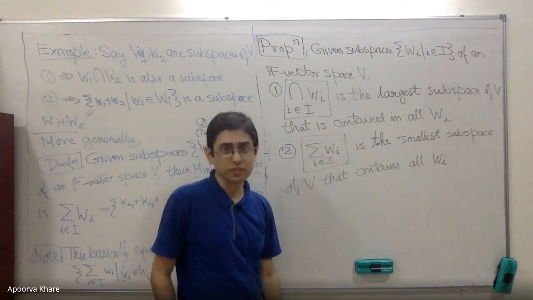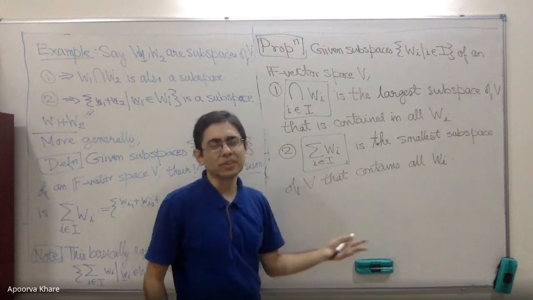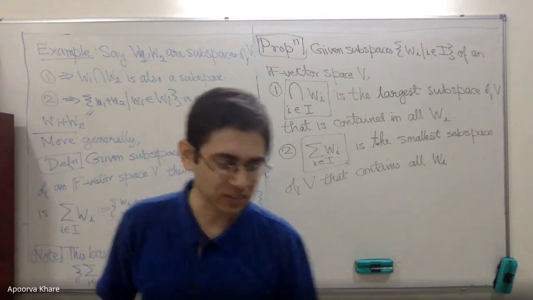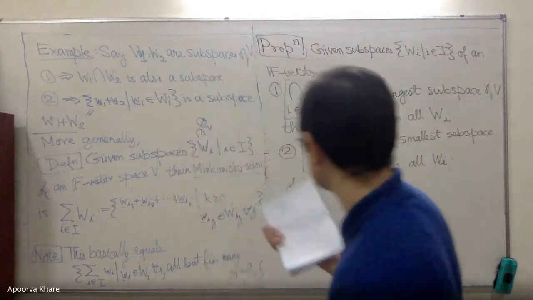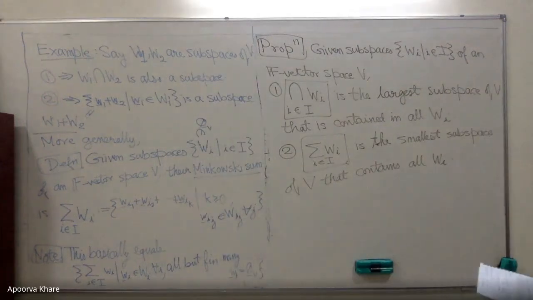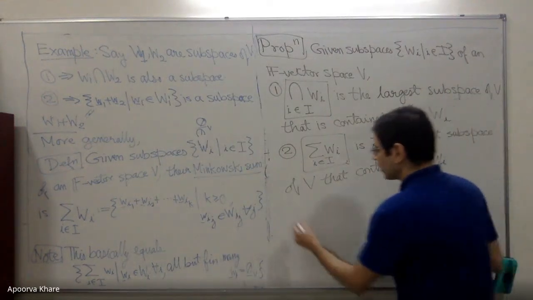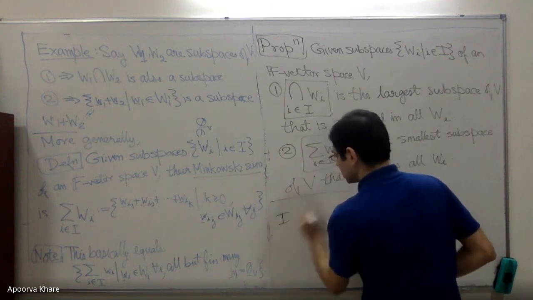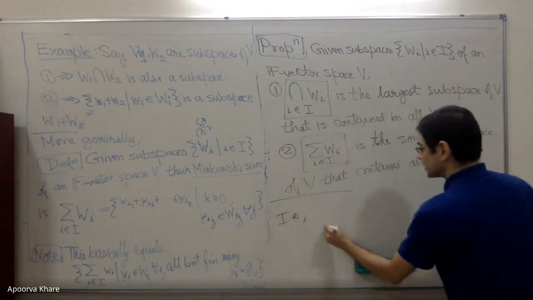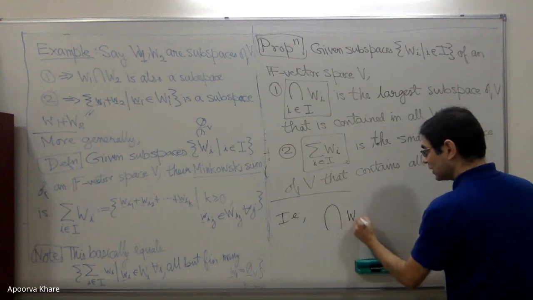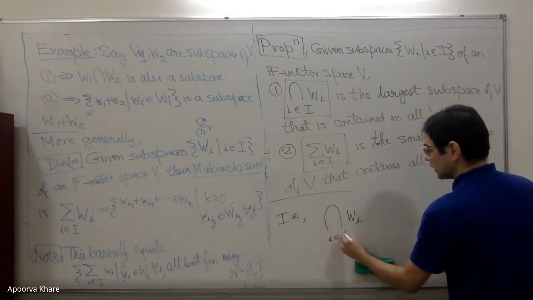That is almost trivial. This one is also sort of trivial, but slightly less. So we will write down these proofs in detail. In some sense, I essentially want to say, this is the theorem. The intersection is literally like the greatest lower bound, and the sum is the least upper bound.